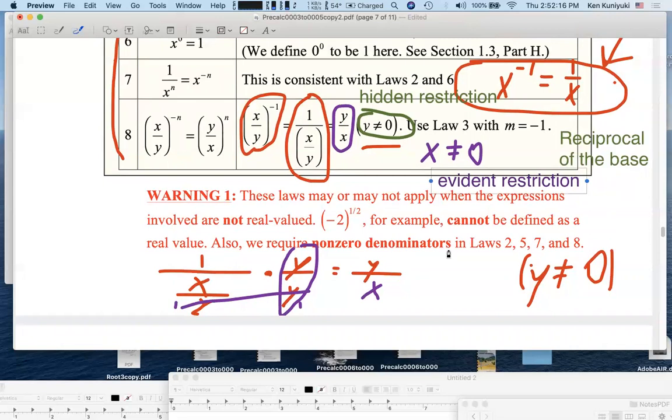Next, we're going to talk about the laws of radicals that are related to these laws of exponents, because you can always write a radical in terms of powers with exponents. Next time.